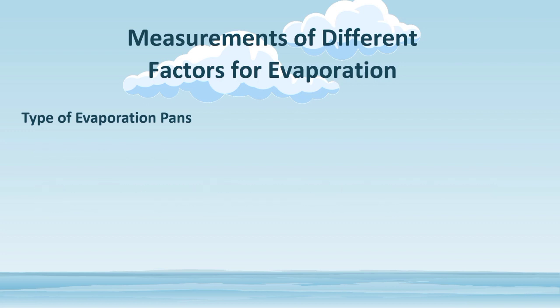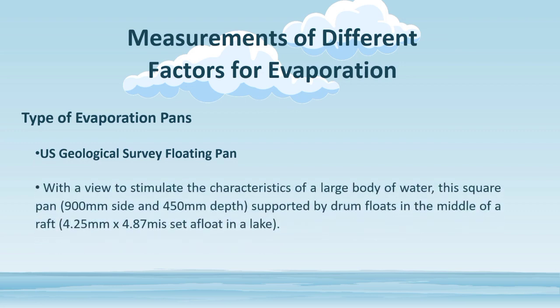US Geological Survey floating pan with a view to stimulate the characteristics of a large body of water. This square pan with a dimension of 900 mm sides and 450 mm depth is supported by drum of floats in the middle of a raft with 4.25 mm by 4.87 base set afloat in a lake. So, ang US Geological Survey floating pan is similar lang po sa Colorado Sunken Pan, sadyang ang Colorado Sunken Pan is buried into the ground, pero ang Geological Survey floating pan is floating in a large body of water.